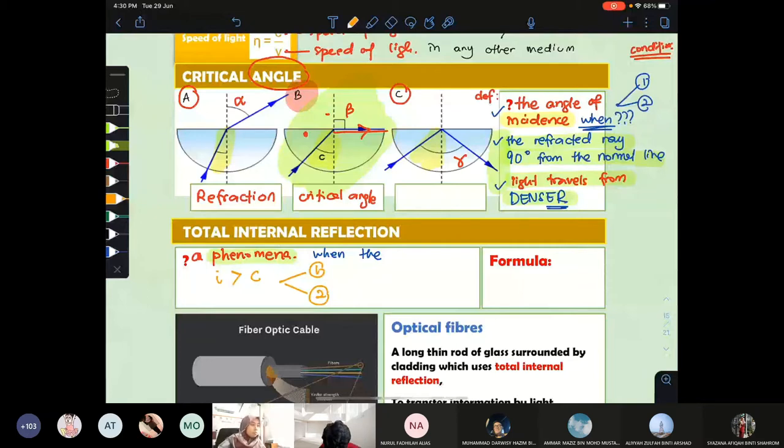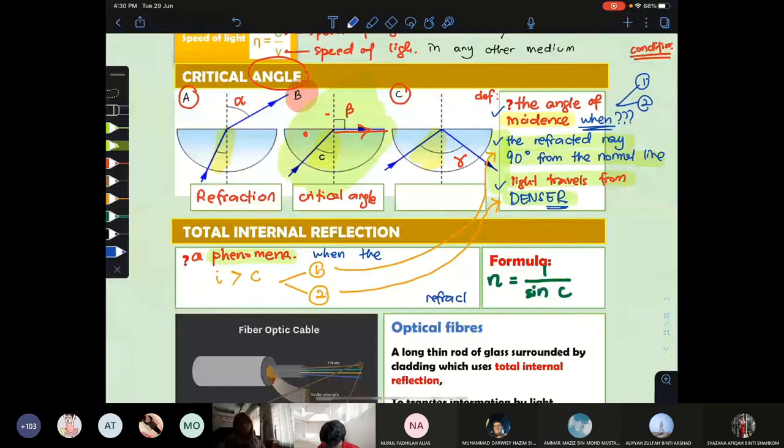And there is a formula related to total internal reflection or critical angle. So, what is the formula? The formula to find what? 1 over sin C. So, N is the refractive index. So, how many formulas do we have for refractive index? So far we have 3 already. Okay, 1, 2. Formula number 2.